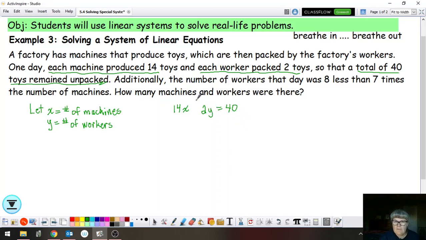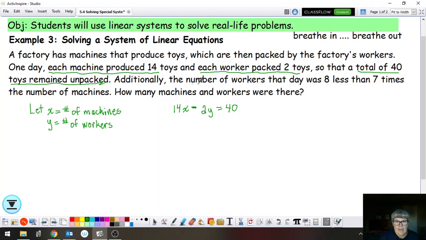Now, if we have toys left over, and workers that are packing and toys that are being made, we're not going to want a plus sign between our 14x. We're going to want a minus sign, because they're packing the toys that are being made, and the 40 represents the toys that didn't get packed. So of the total toys, if we subtract the toys that were packed, represented by the 2y, that will equal the number of toys that were not packed.